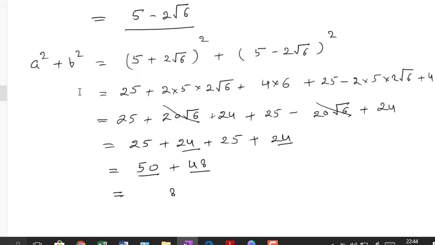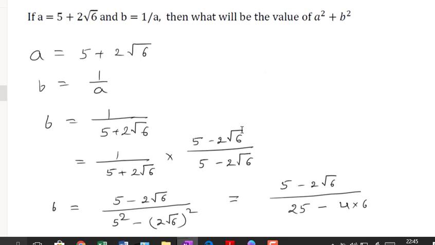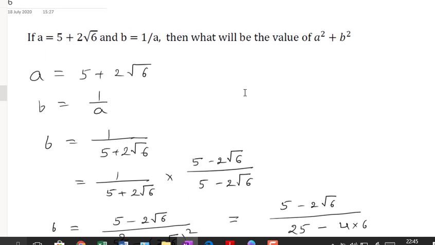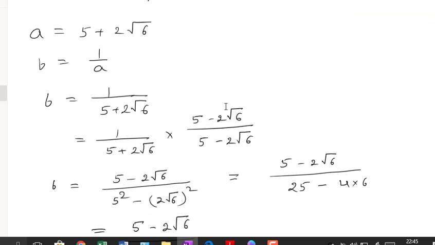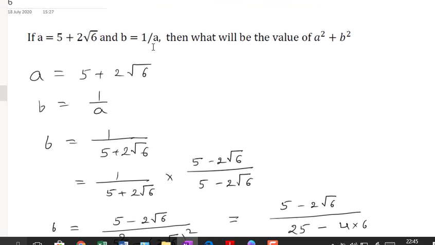So 50 plus 48 is 98. So this is the value of A square plus B square. I hope you understand all the questions, how we solve each and every problem. So in the fifth problem, the value of A is given, the value of B is given. Sometimes you try to find the value of B square as 1 upon 5 plus 2 root 6 the whole square. That will make your calculation complicated.